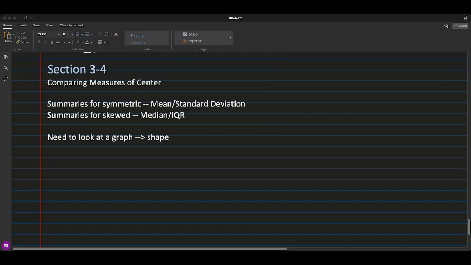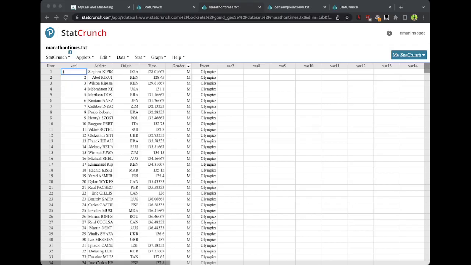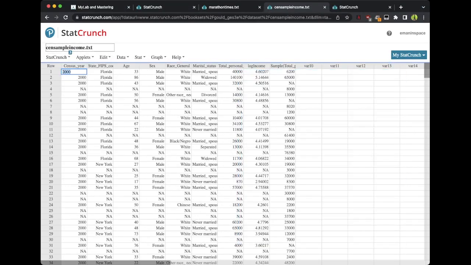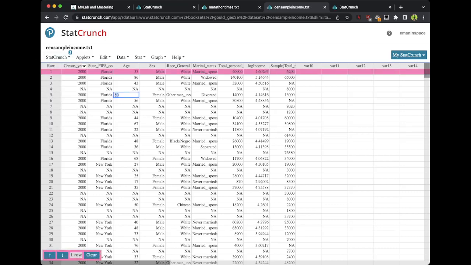Let me bring up StatCrunch. Okay, there we go. This is a data set about income. It's actually from a census. Let's just quickly look at the variables here. Looking at row 1, the information is from the year 2000. They're from Florida. They're 33 years old. They're male. They're white. They were married, and there's this total personal income.